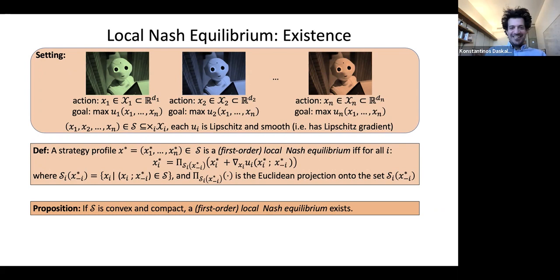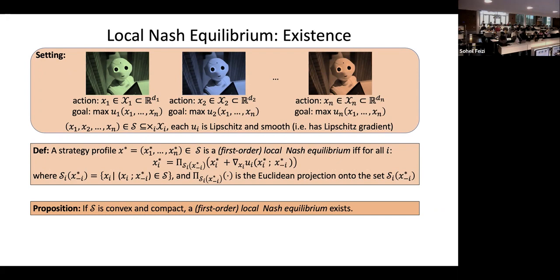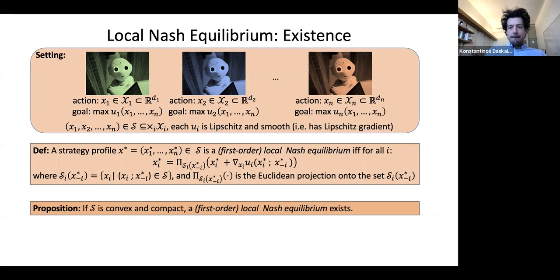I had a question. Optimization problems like GAN, is the set delta the whole space, or what would delta be? So the question is about delta? Is it generally, for things like GAN, the whole space? Sorry, what is delta? Oh, you mean this calligraphic S?